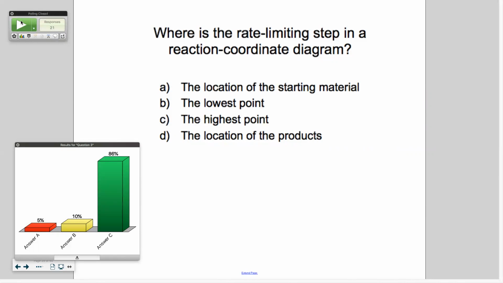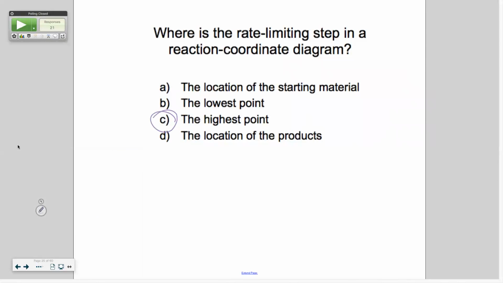Yep, it's the highest point, not the lowest. But I'm like, wait, somebody picked lowest. It's not lowest, it's highest, okay?